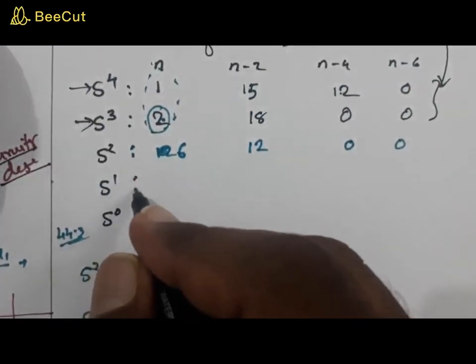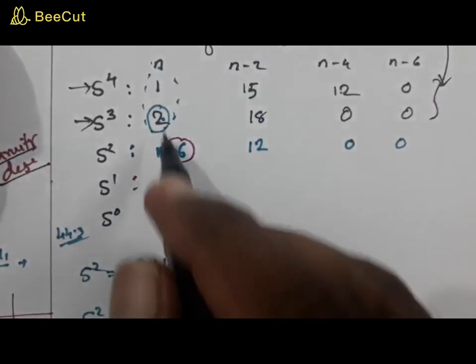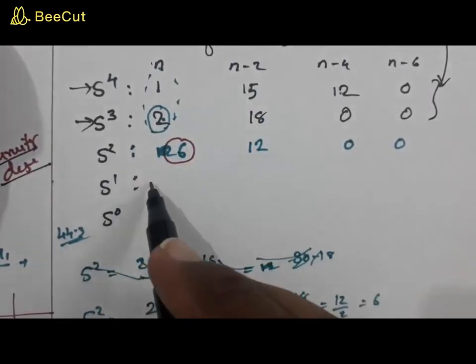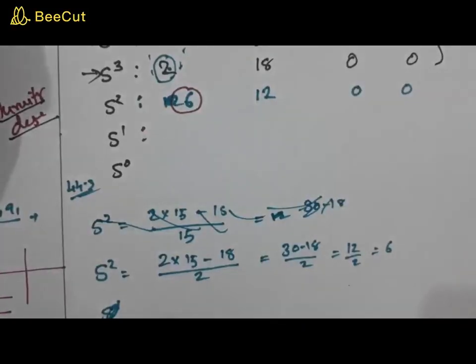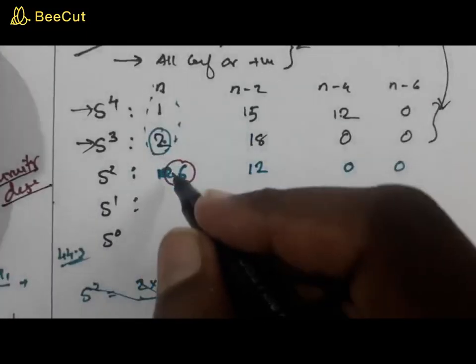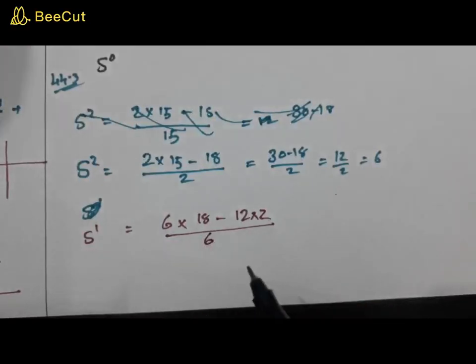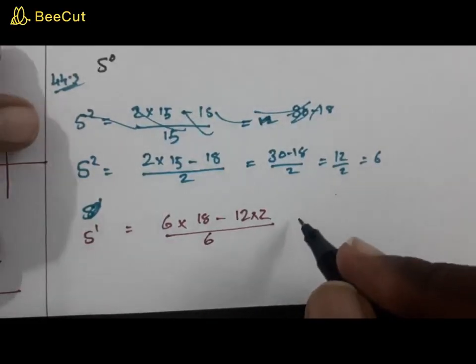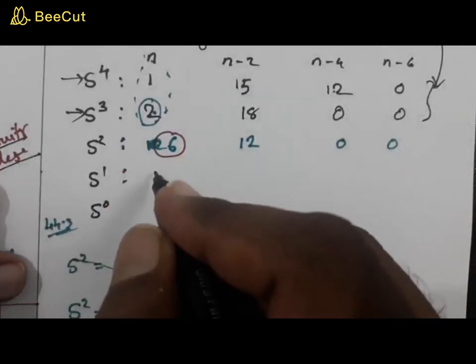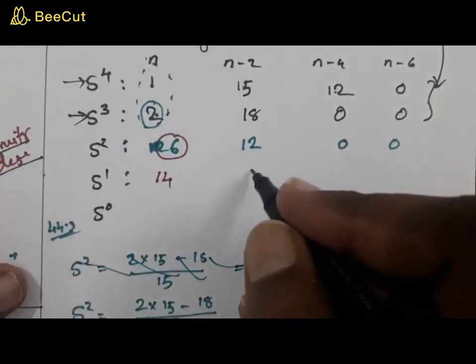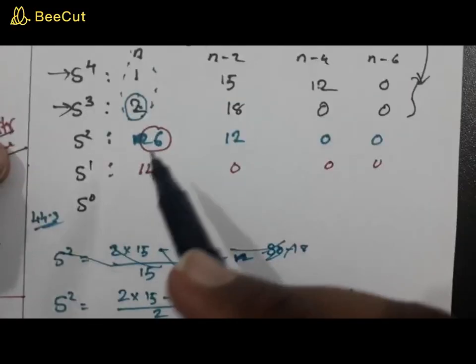Now how will you evaluate s raised to 1? To evaluate s raised to 1, you need to take this as your base element, and the upper two rows are to be used for finding it. So when you consider s1, the first element of s1 will be 6 into 18 minus 12 into 2, divided by 6. So this s raised to 1, you can find the answer to be 14, and the rest is 0, right? Next is 6 into 0 minus 2, so all this becomes 0.